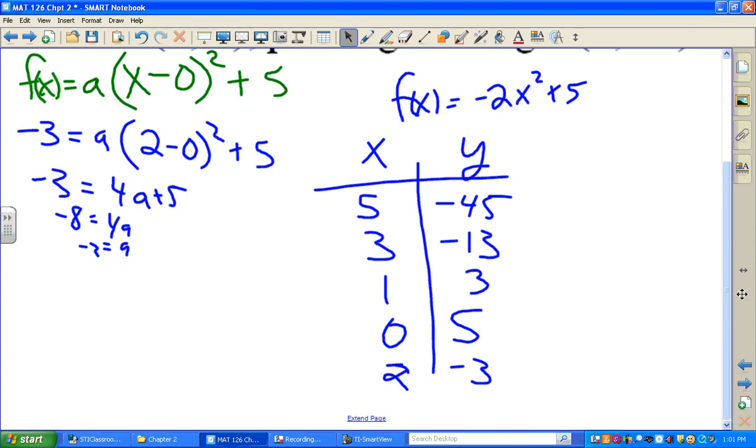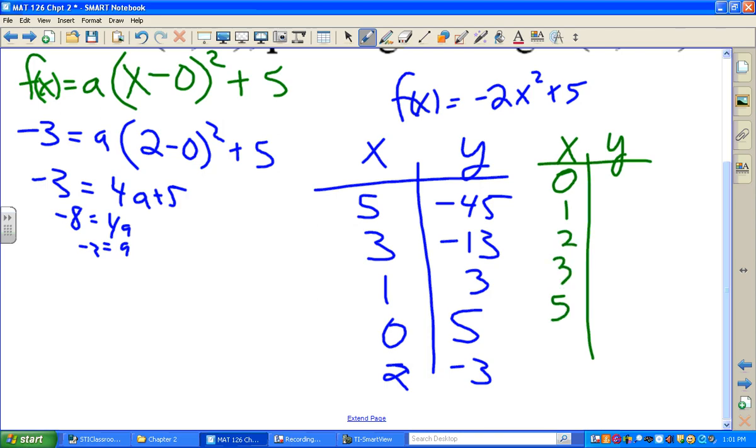This shows you, given a set of points, how do you know if it's a quadratic? Because somebody might show up one day and ask you to do that, like me next week. So, how do you tell if it's a quadratic? I think this is right. I could be wrong. Let's see. You go in numerical order: 0, 1, 2, 3, 5. I hope this works. 0 is 5, and then 1 is 3. 2 is negative 3. 3 is negative 13. And 5 is negative 45.